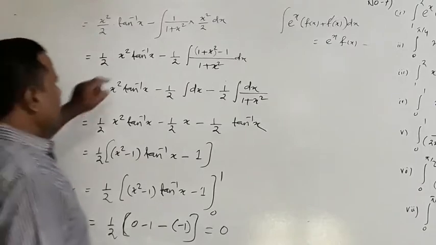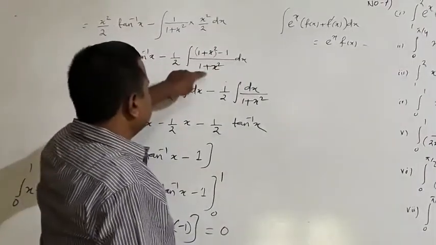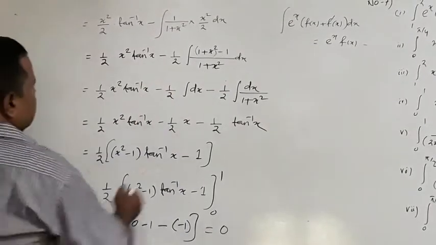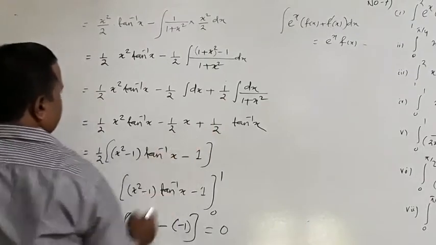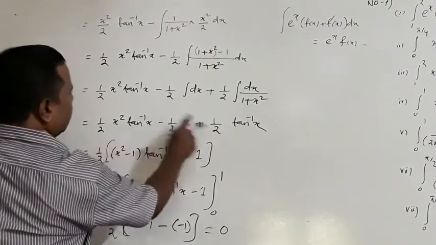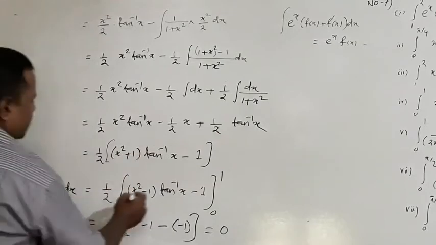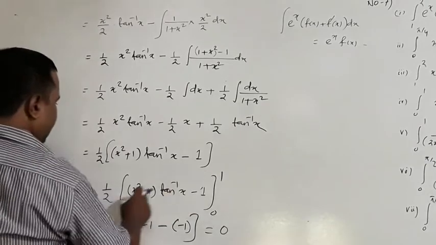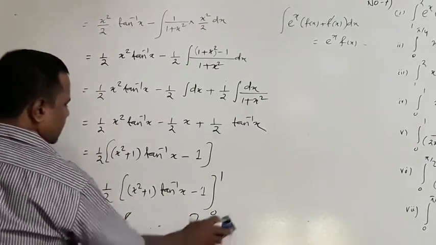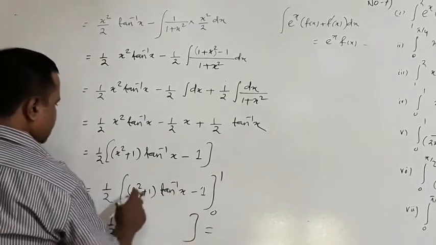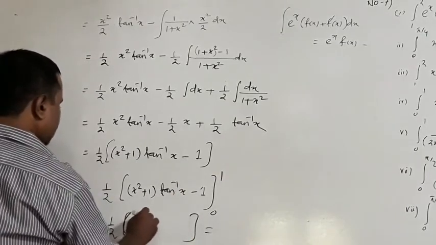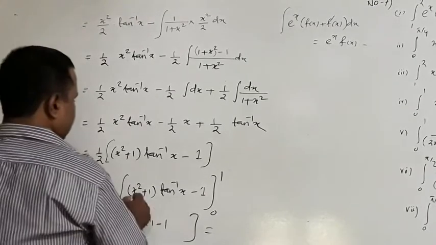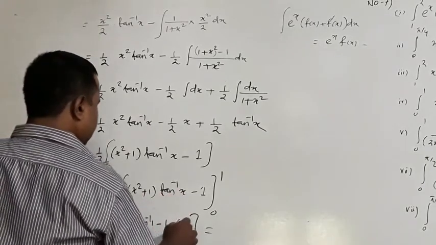I am sorry, here I have made a mistake. Minus half of 1 plus x square by 1 plus x square, that is 1, dx. Minus half into minus 1, the result is plus half. Okay, then it is plus half. Then it becomes x square plus 1 tan inverse x minus x. When you put 1, the result becomes 2 tan inverse 1 minus 1. When you put 0, the result is tan inverse 0, which is 0, minus 0.